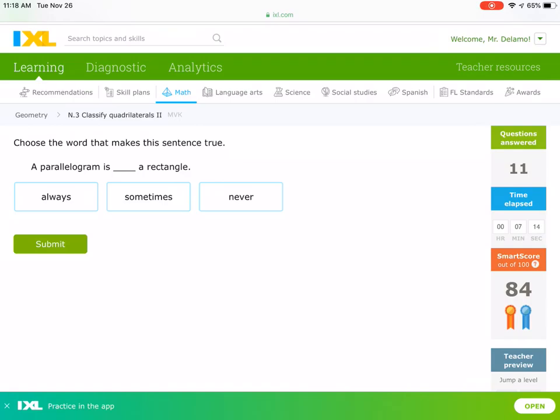Okay. A parallelogram is sometimes, always, or never a rectangle. Sometimes it's a rectangle. All right, let's go to N4.